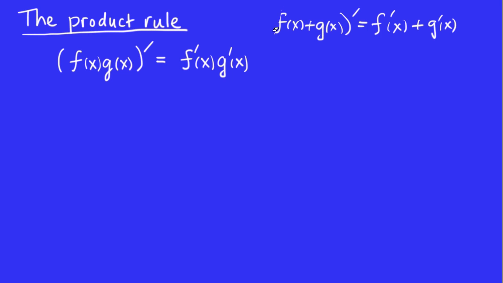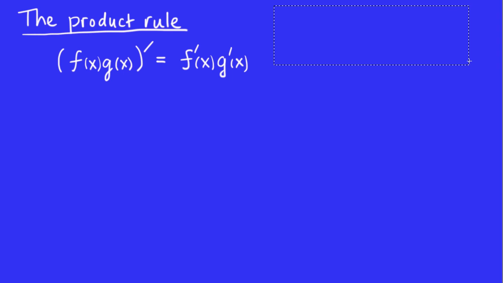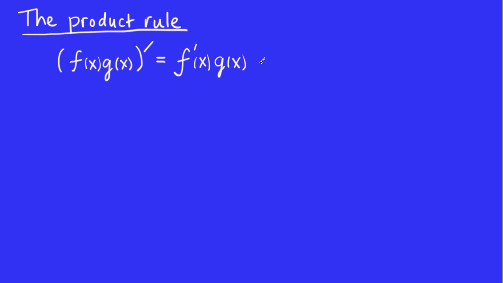So it's actually a more complicated formula than that. Let me just erase this. Okay, this is what it is. It's the derivative of the first one times g of x just left alone, plus f of x left alone times the derivative of g of x.